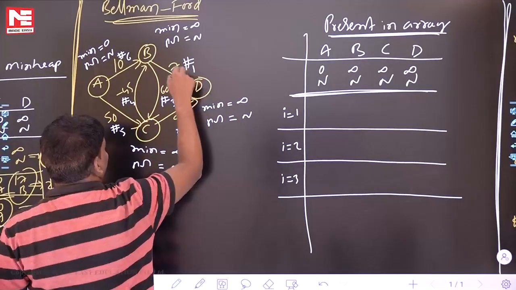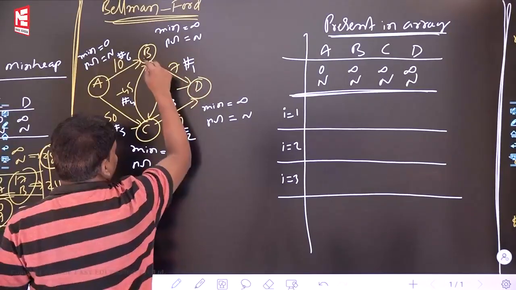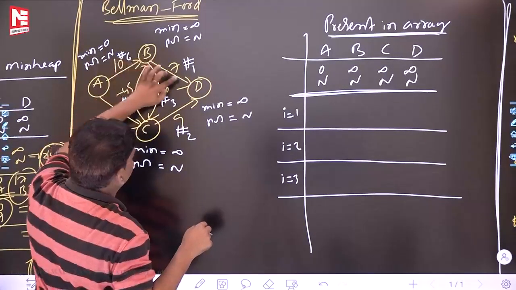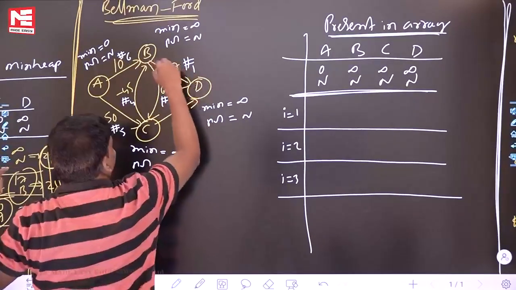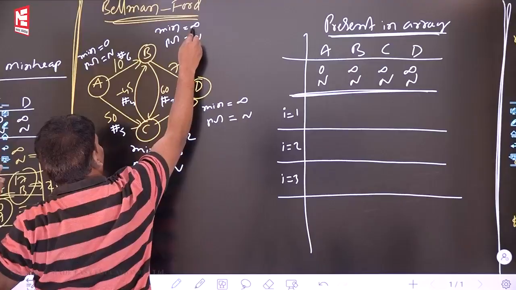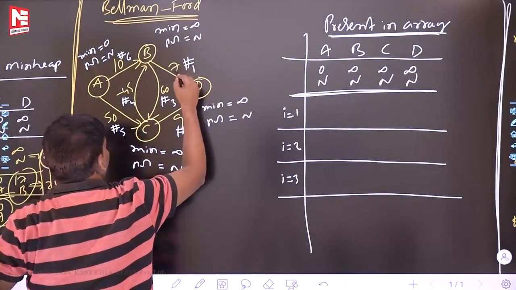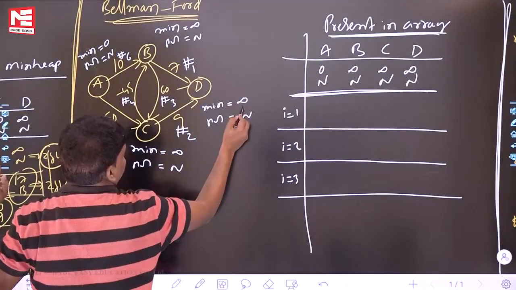Go edge number 1. Can you read the edge number 1? A to D. Edge number 1 I am doing A to D. Edge number 1 is going to be B to D. That's okay. Can you help me now? If edge number 1 B to D, what is the B value already? Infinite. What is the infinite plus 7? Infinite only. Means less is not coming. So I done decrease key operation on this edge, but is not changing.